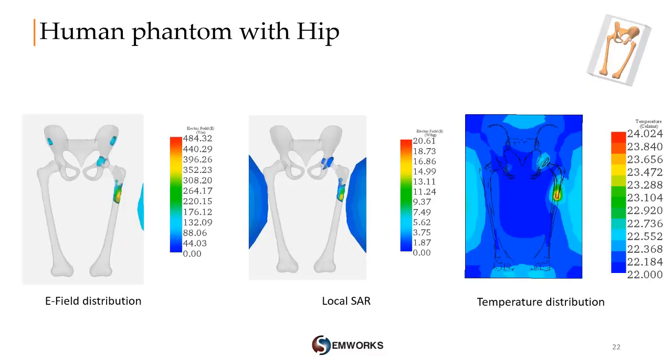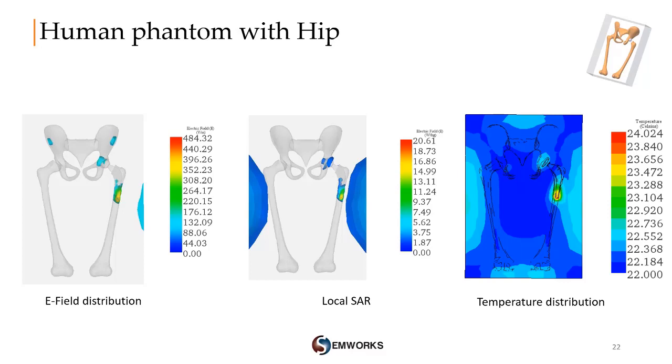A first run is done using a rectangular phantom with skeleton geometry as shown. We got the following results. The maximum electric field is localized around the implant bottom point with a value around 450 volts per meter, and the local SAR follows the same concentration points to achieve a value of 20 watts per kilogram, which is lower compared to the ASTM phantom.